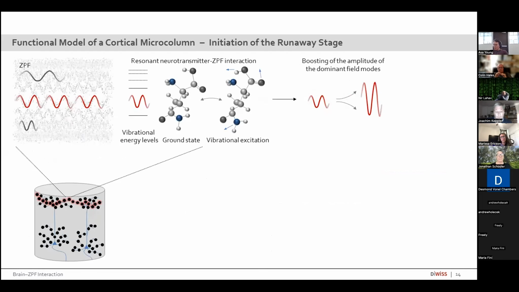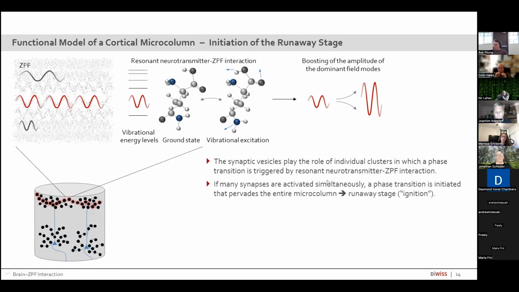And drawing on the structural model, we are now in a position to develop a functional model of a microcolumn. In this model, the synaptic vesicles play the role of the individual clusters in which a phase transition is triggered. So to put it very simply, the higher concentration of glutamate in the synaptic vesicles is needed to ignite the microcolumn and to set off a runaway stage.